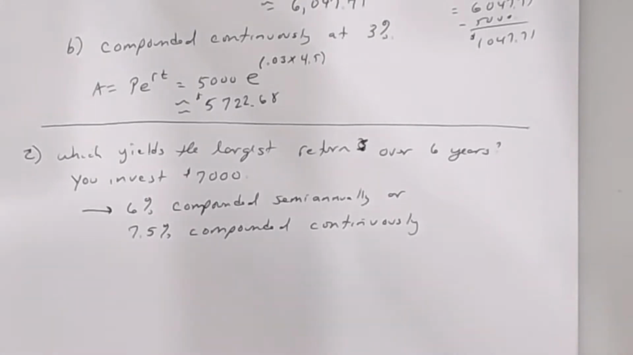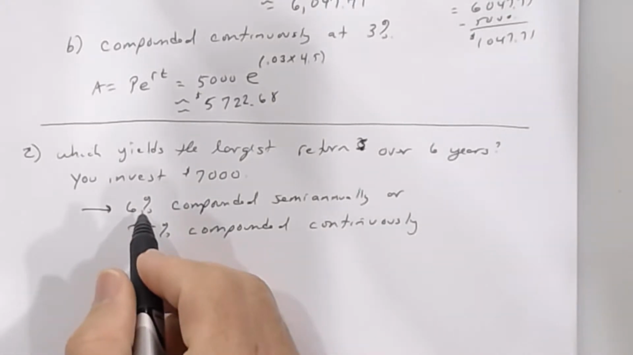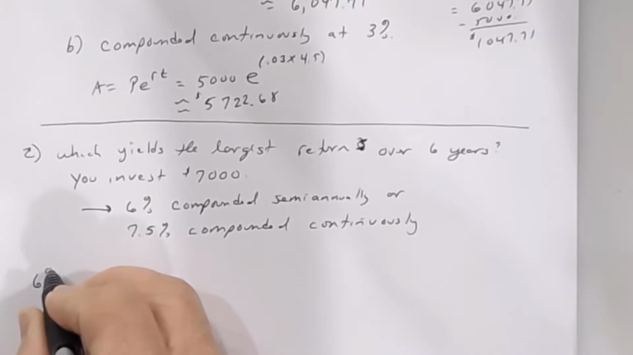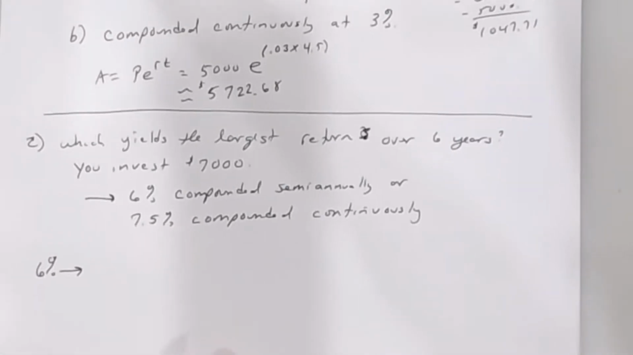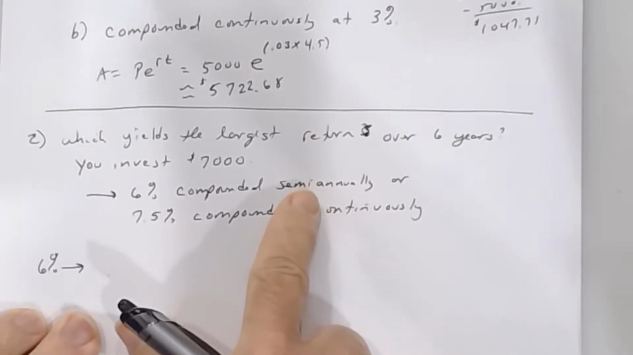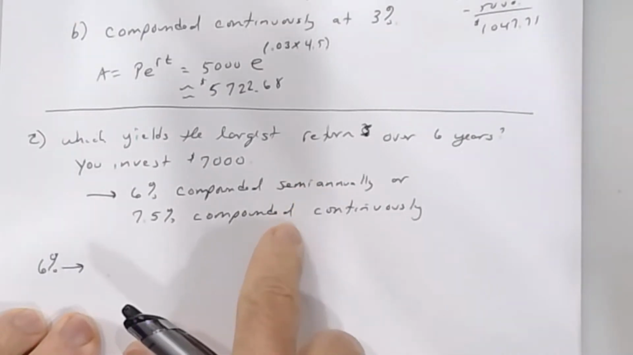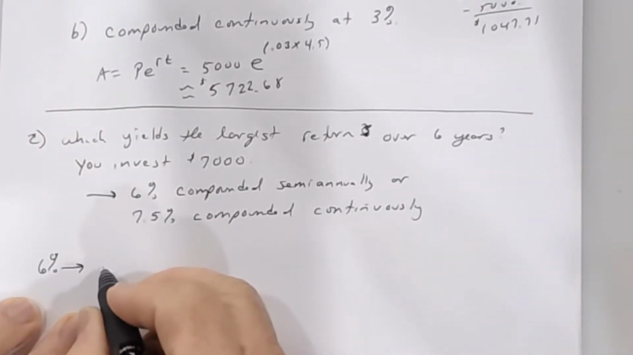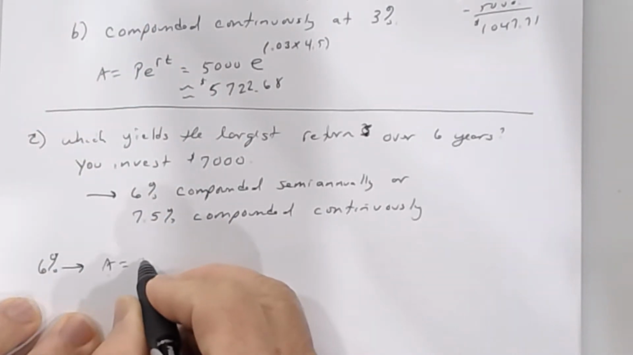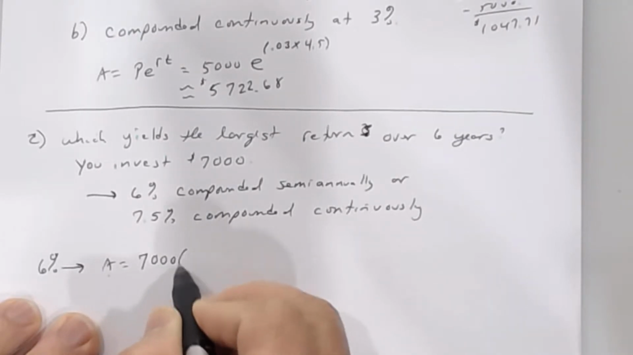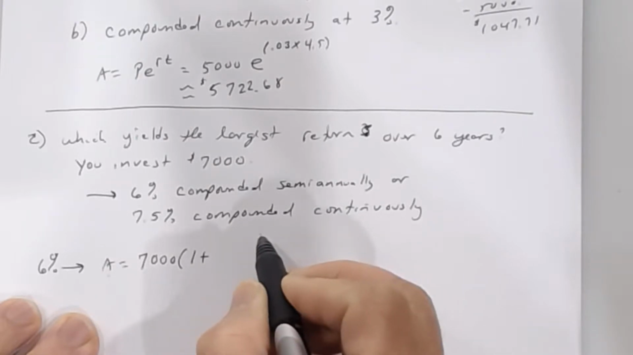All right, now here's the work you're going to do in that case. You're going to do each one individually, to find out how much is in the account for each. So let's do the 6% first. Remember, this is being compounded semi-annually rather than continuously, so make sure you use the correct formula. So A equals P. What's the principal? 7,000 times 1 plus R. What's R?